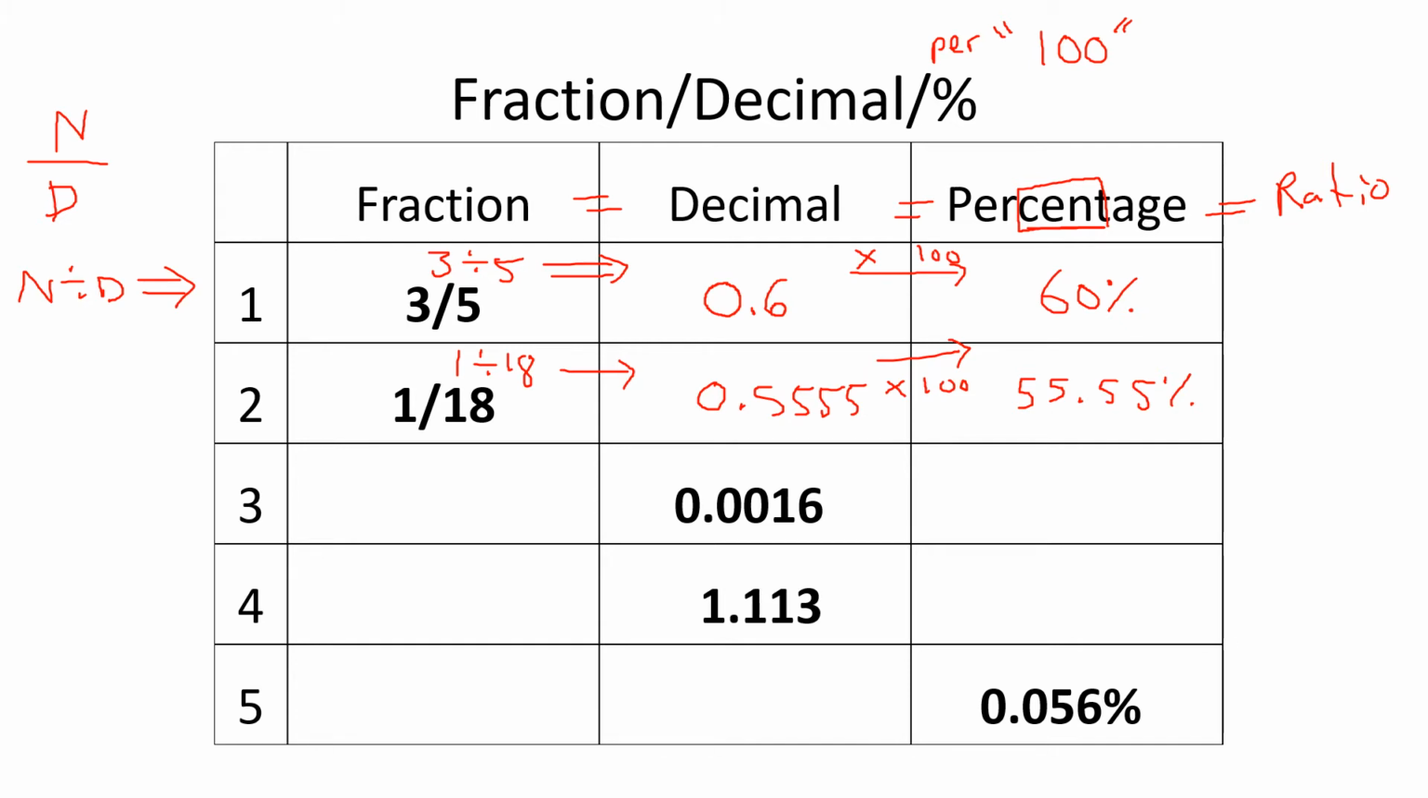This time for number 3, we're starting off with a decimal. So we can go this way, nice and easy. What does that guy become? He becomes 0.16 times 100. Yeah, times 100. Don't forget, times 100.